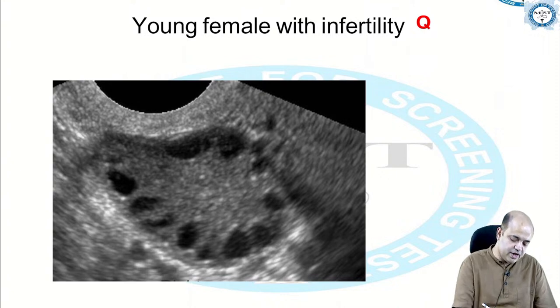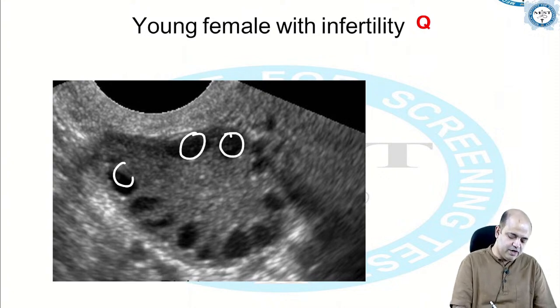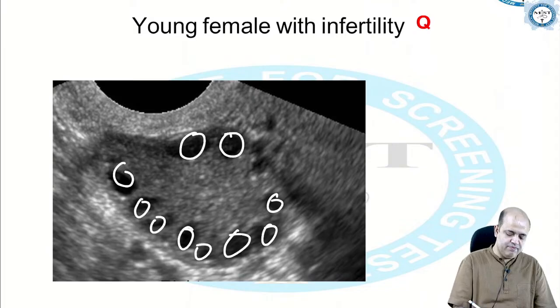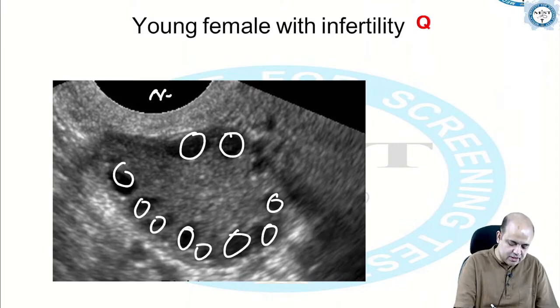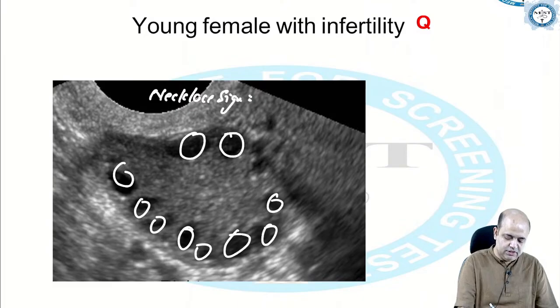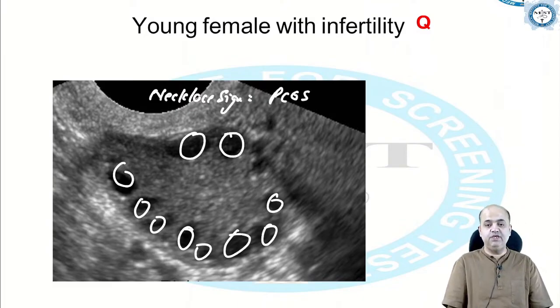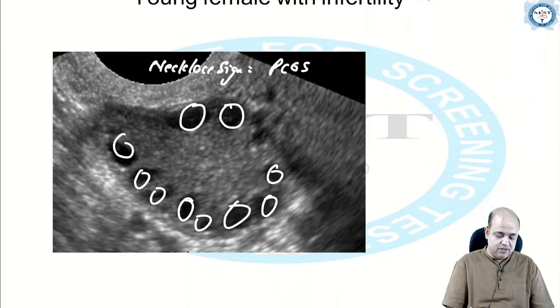If there is a young female with infertility and multiple small follicles in the periphery, this is called the necklace appearance. This is indicative of polycystic ovarian syndrome, PCOS.